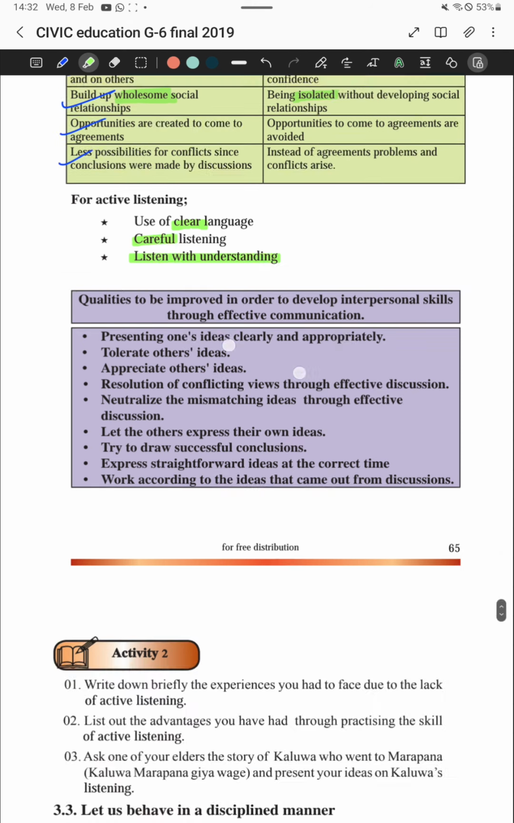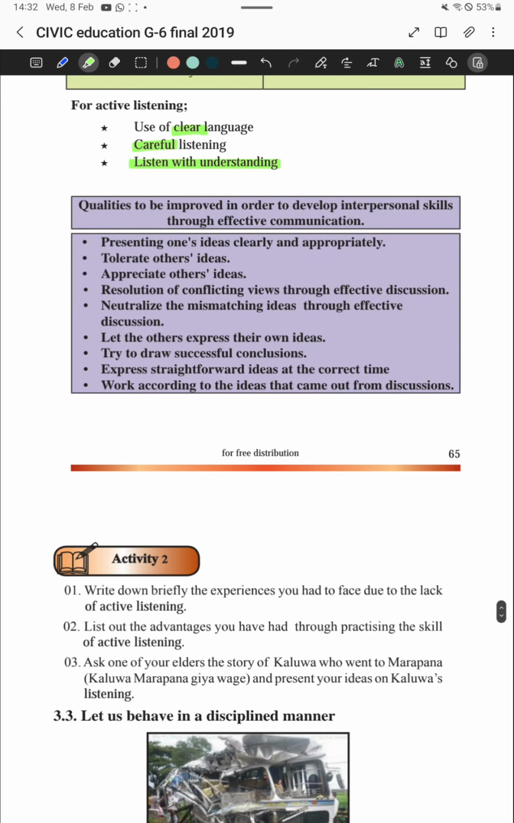So next we have to talk about the qualities to be improved in order to develop interpersonal skills through effective communication, right? Effective means there's no problem in the communication process, right? When you're talking to a person or interacting with another person, there won't be any problems because you are having an effective communication. If it is an effective communication, what are the interpersonal skills that you can develop, right?